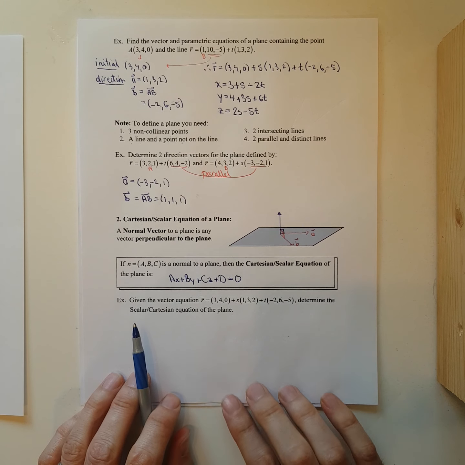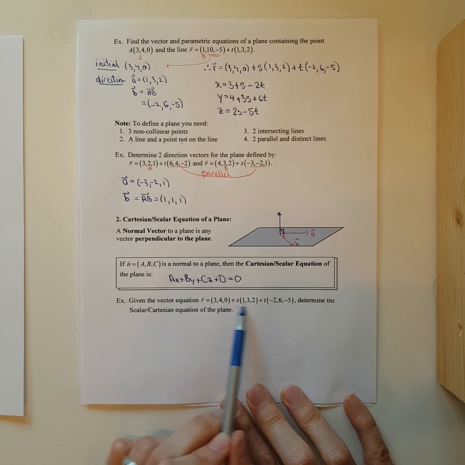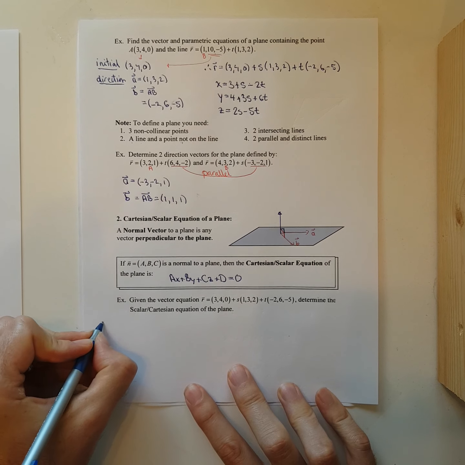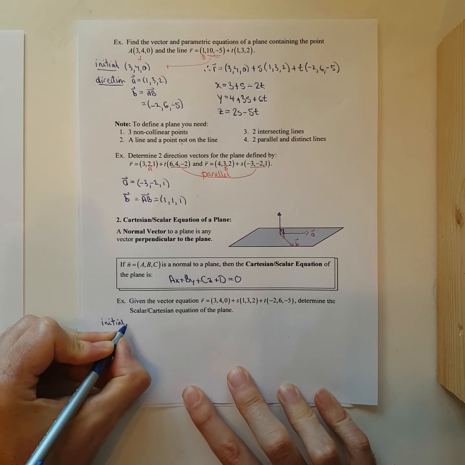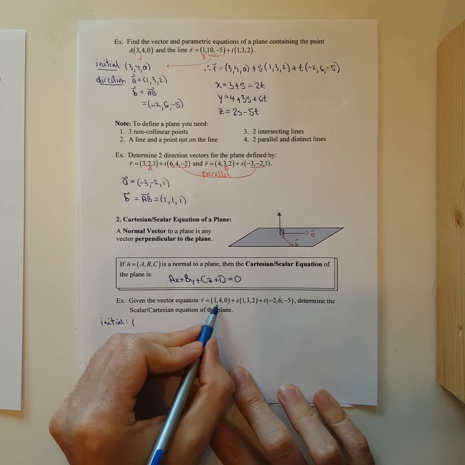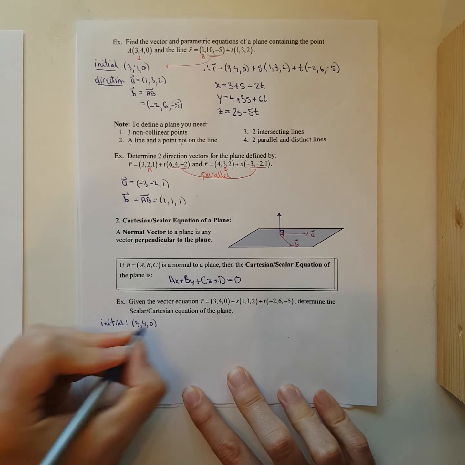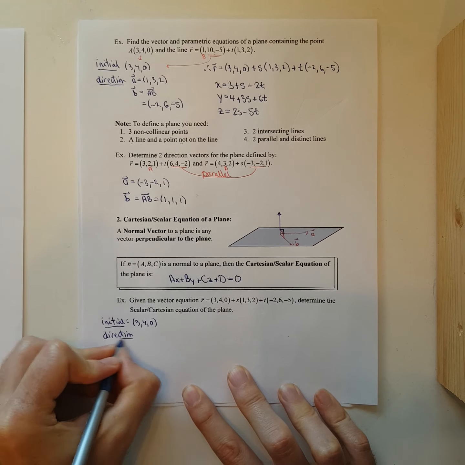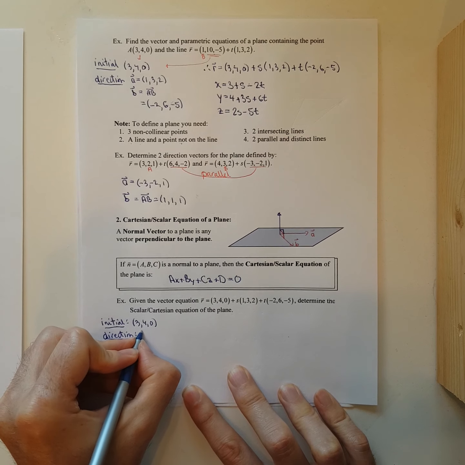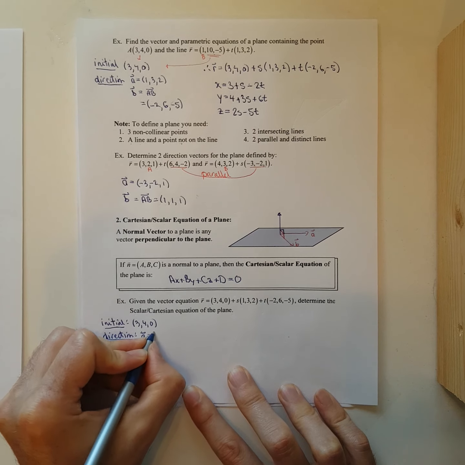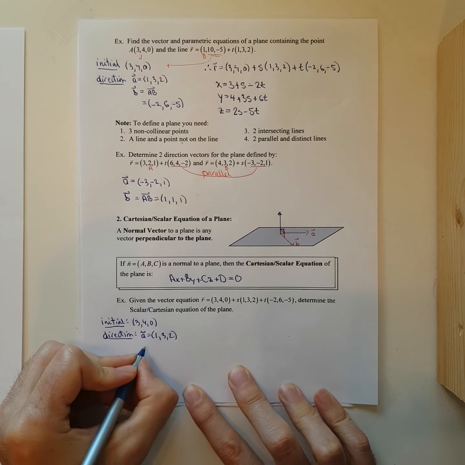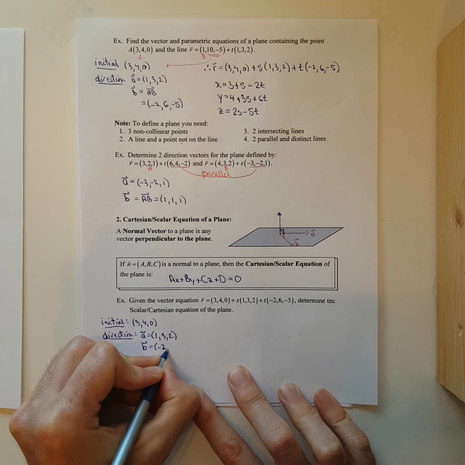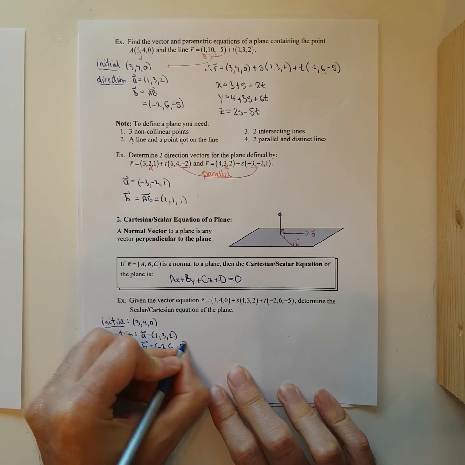So a quick example then, how do I come up with that equation? If I have my vector equation and I want to determine the scalar Cartesian equation, I start in much the same way. I'm going to say that I have an initial point. My initial point here is (3, 4, 0). I have direction, and we can just take it straight out of the equation. My one direction vector is (1, 3, 2), and my other direction vector is (-2, 6, -5).